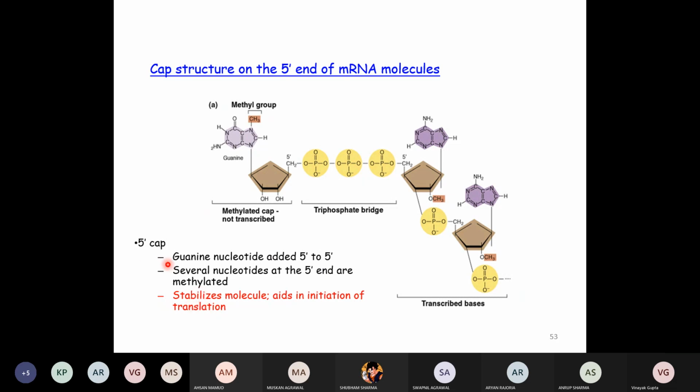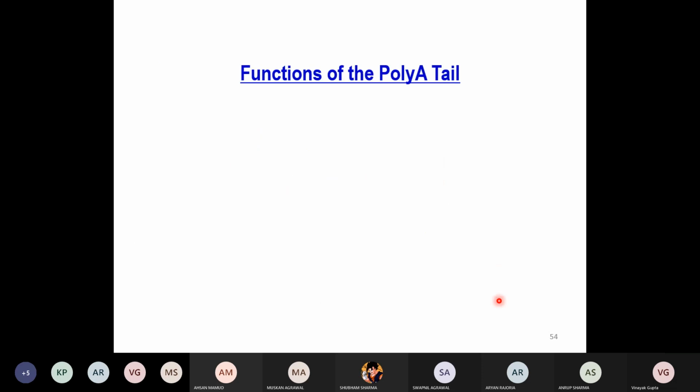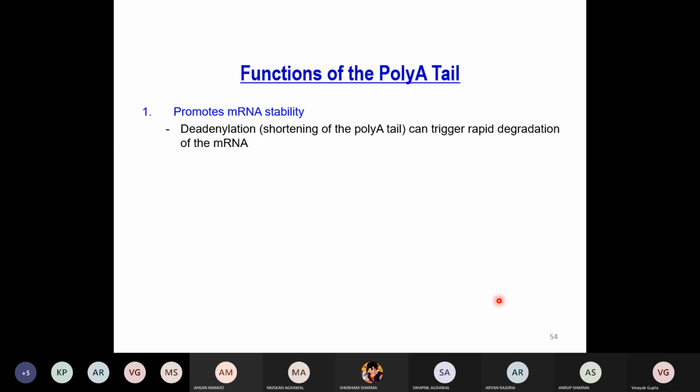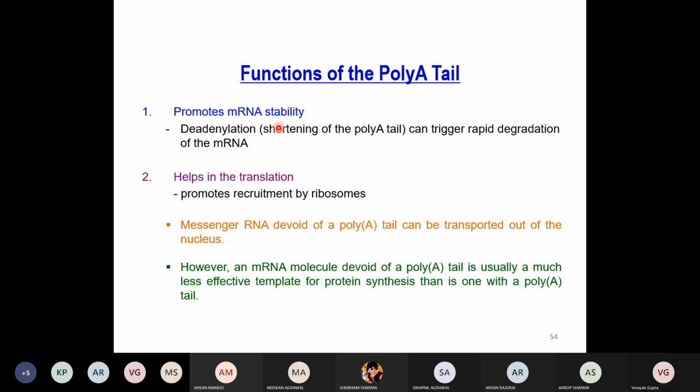The major function of this cap is it is going to stabilize the molecule as well as it is going to be helpful in the initiation of translation when ribosomes are going to bind. So that is the initiation of the protein synthesis or initiation of the translation. Okay, so it is the function of the cap that it provides the stability as well as it is helpful in the initiation of translation. Okay, what about poly A tail? Same functions are there. At the 3' end, it promotes the mRNA stability and helps in the translation.